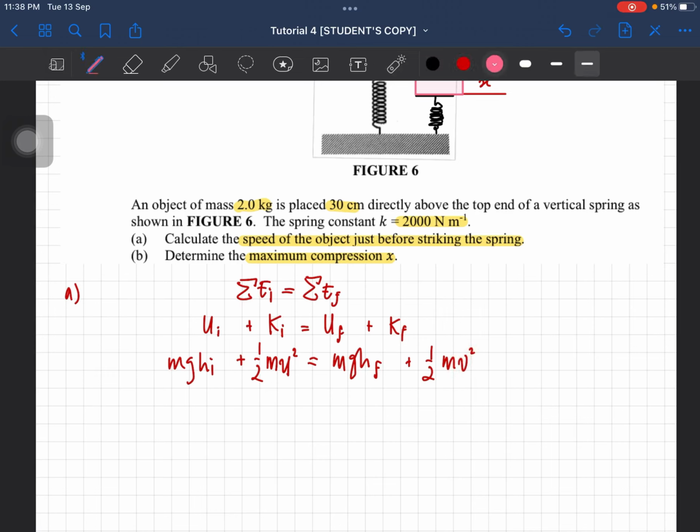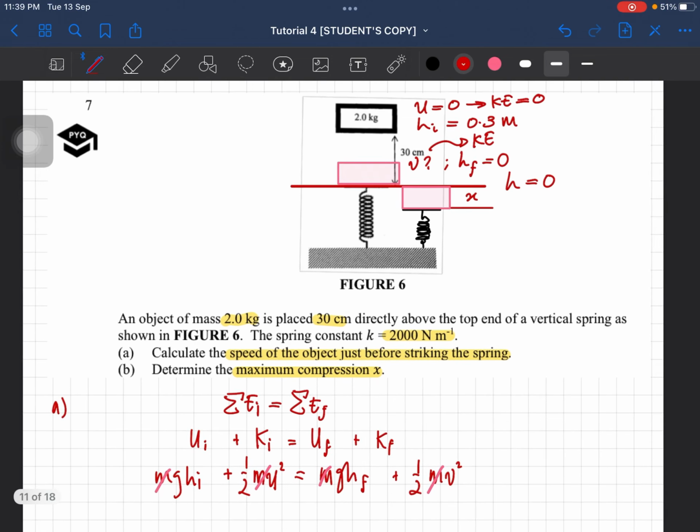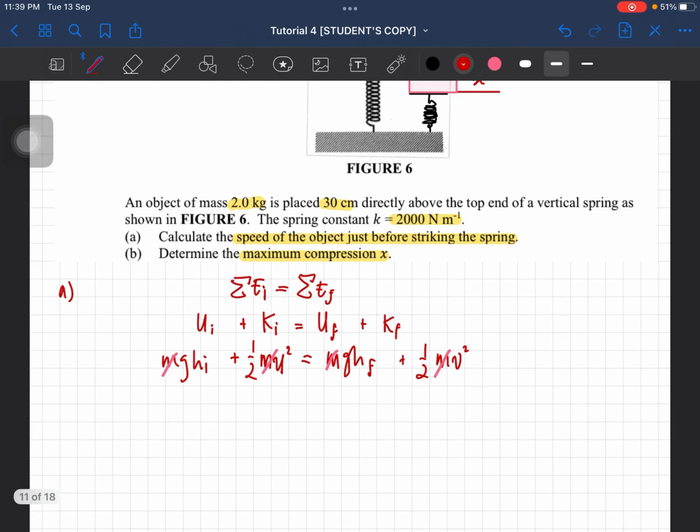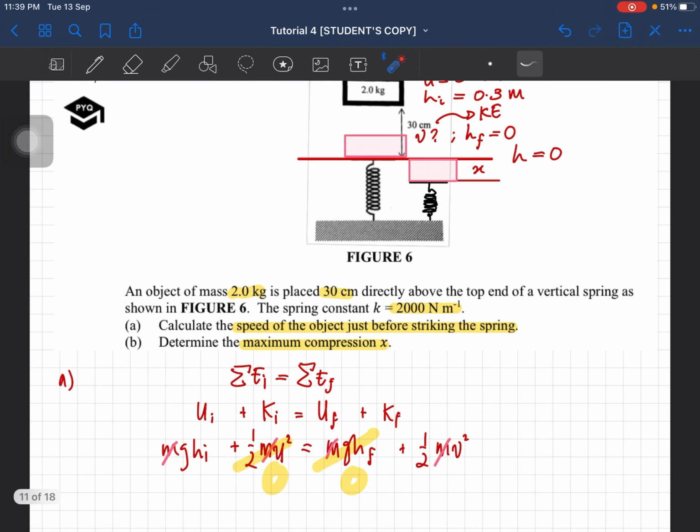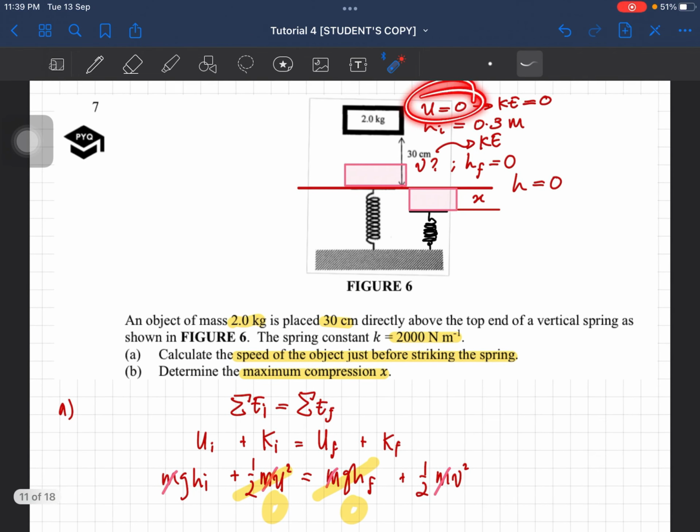Since we are talking about the block, m should be the same for each of these. h initial is equal to 0.3, so there is a value. u is going to be equal to 0, so this term will be equal to 0. I'm just going to highlight this, and then this one should be equal to 0 as well. Why equal to 0? Because the initial velocity is 0, as we declared here. Now it is not thrown. It is just placed and then falls down. So the initial velocity should be 0.